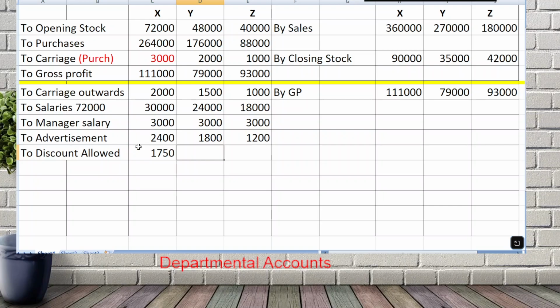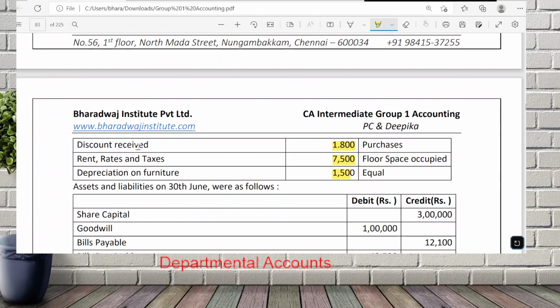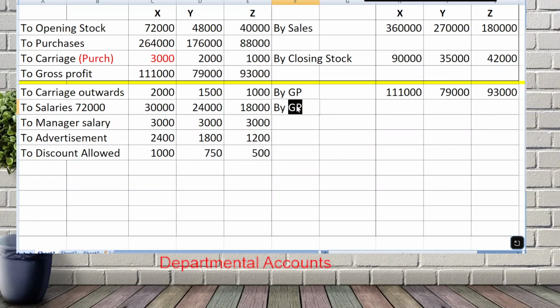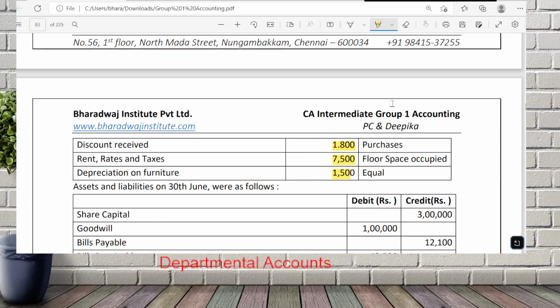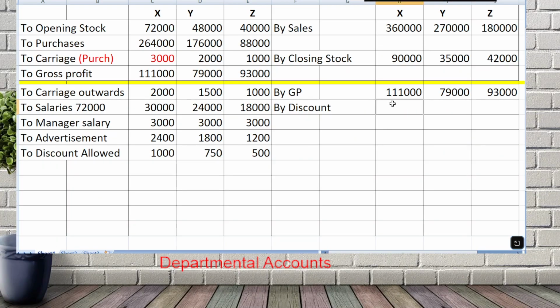1,000, then 1,750. What is the next expense? Discount received, based on purchases. In the purchases 264, 176, 88,000. So 900, 600 and 300 based on purchases your portion.